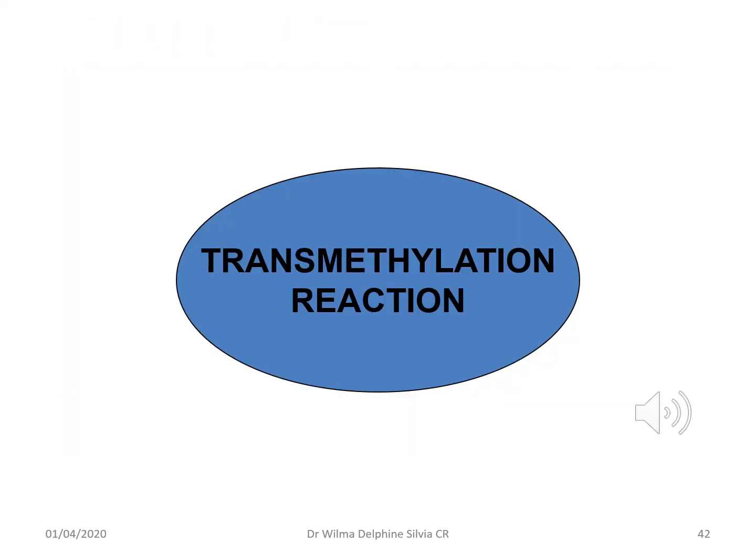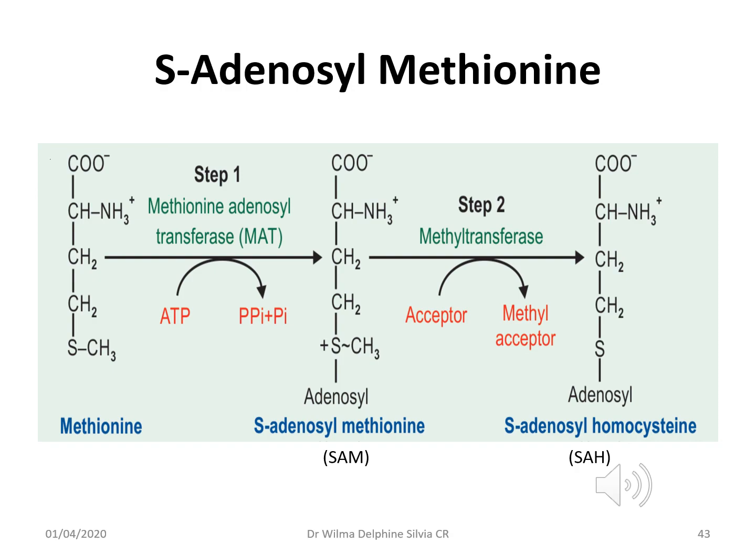Transfer of methyl group from methionine to an acceptor molecule so that the methylated product is formed is termed as transmethylation, and this transmethylation reaction is the last topic for today's presentation. The methyl group of methionine becomes available for transmethylation reaction only in an active form of methionine known as S-adenosylmethionine or SAM. How is this SAM synthesized?